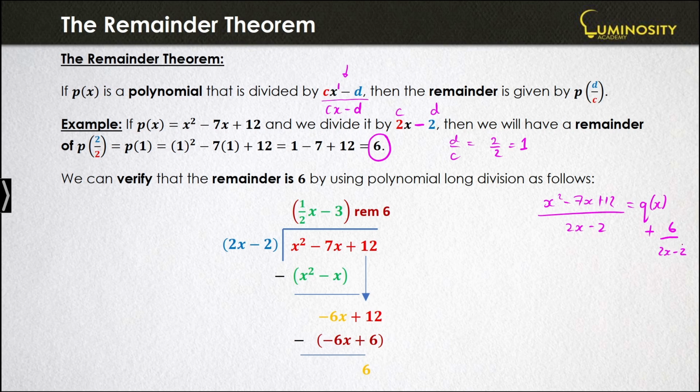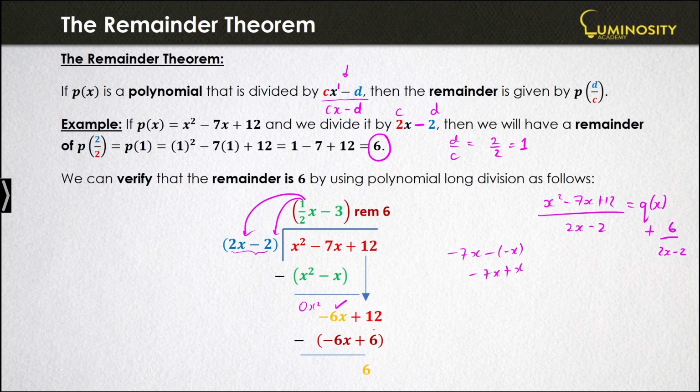We can actually verify that the remainder is 6 by using polynomial long division. So we set it up. What do I need to multiply 2x minus 2 by to get rid of that x squared term? If I multiply by half x, half x times 2x gives me x squared, and half x times negative 2 gives me negative x. X squared minus x gives me 0x squared. Negative 7x minus negative x is negative 7x plus x, so that gives me negative 6x.